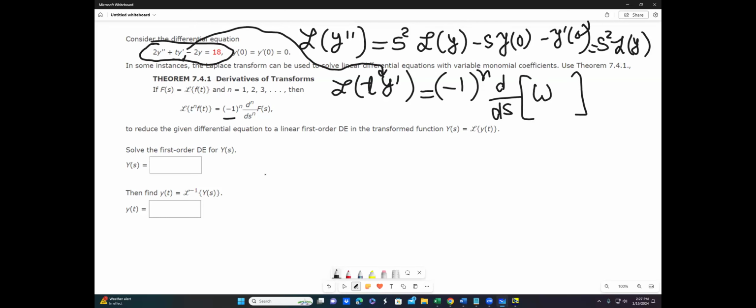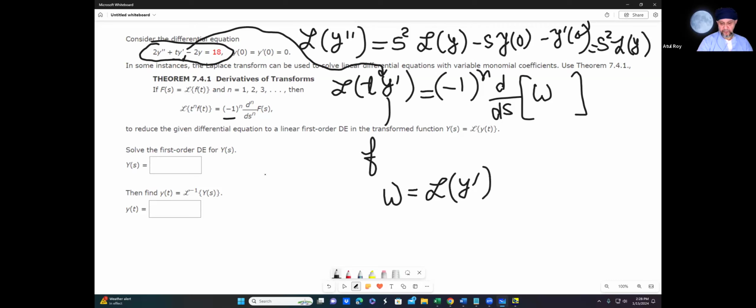So instead of f, what I have here is y prime, right? So what will W be? W will be L of y prime, wouldn't it? That's what it says, because I took big F of s as W, or let me write that as big F of s. Nothing wrong with that. Sorry about that.